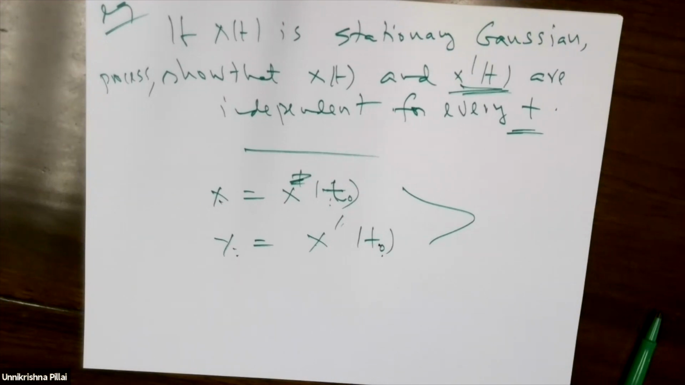Derivative is what? Is a linear process or no? It is linear. All right, so y will be what? If you take the derivative and fix time to be t naught, y will be what kind of random variable? Gaussian as well. So what you are being asked is to show that x and y are independent.